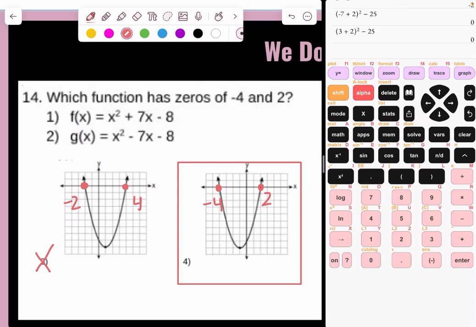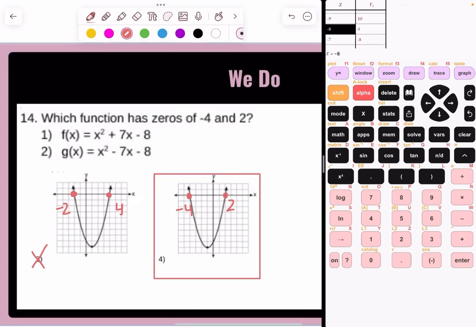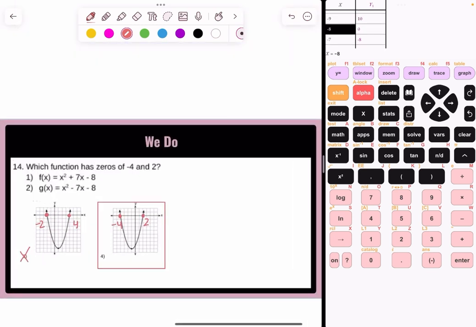But let's just see how you would look at one of them. Let's type in the first equation, x squared plus 7x minus 8. Let's look at a picture of it. Those zeros are at +1 and -8. You could also look at the table and see where y equals 0, at 1 and at -8. So our answer is not those equations, it's the graph number 4.